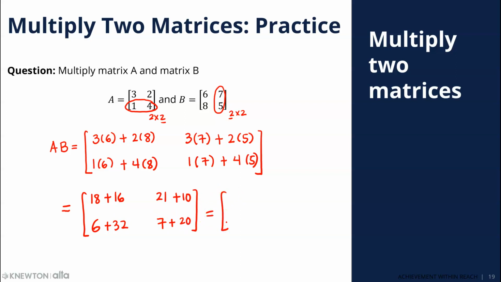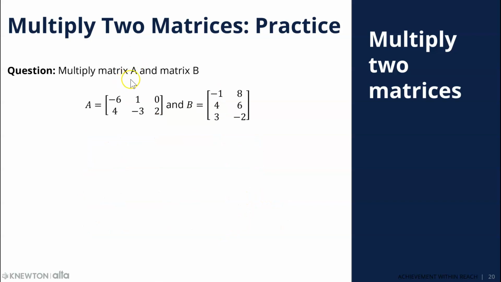So we have 18 plus 16 is equal to 34. And then 21 plus 10 is 31. And then 6 plus 32 is 38. 7 plus 20 is 27. This is the product of the two matrices AB. So this is your matrix AB.